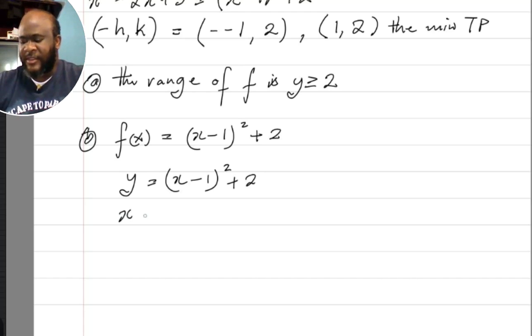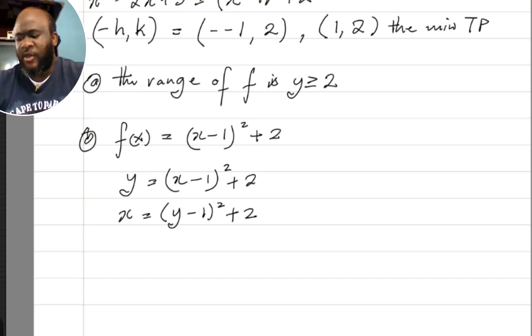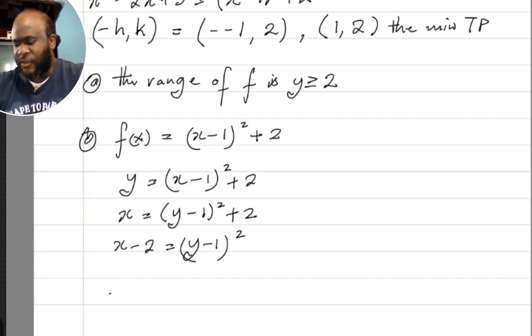Step 2, we have to interchange x and y. So x is equal to (y minus 1) squared plus 2. When we interchange x and y, essentially all we do is wherever x is, we put y, and wherever y is, we put x. Step 3, we need to make y the subject. So I need to isolate y, I need y by itself. First of all, let's carry over the 2. So I have x minus 2 is equal to (y minus 1) squared. If I find the square root of both sides, I'm going to have the square root of x minus 2 is equal to y minus 1.